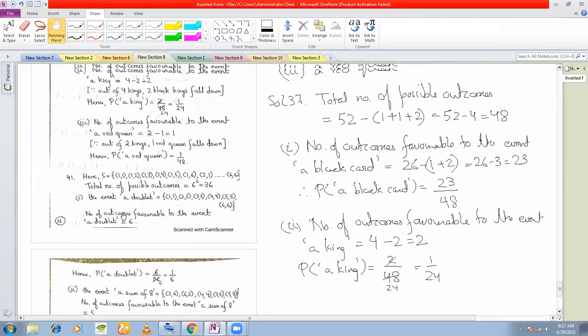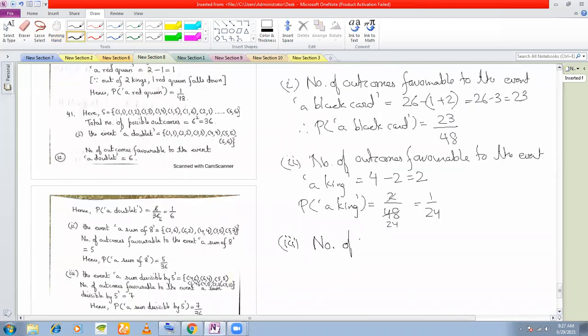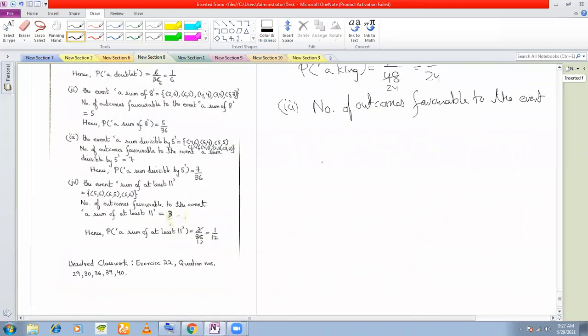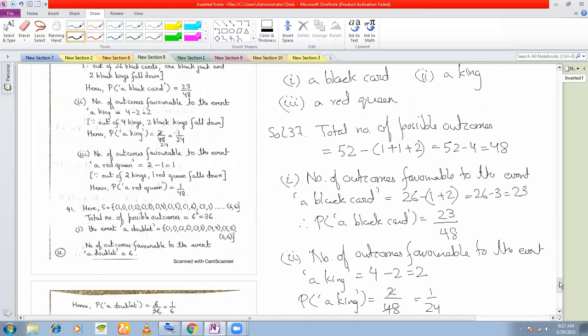And finally, your next question is a red queen. Number of outcomes favorable to the event. The event is a red queen. Now, how many red queens? Only 2 red queens, right? 26 red cards, out of which 2 are red queens.